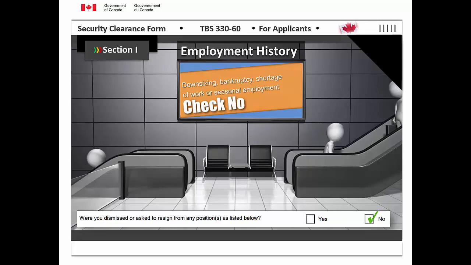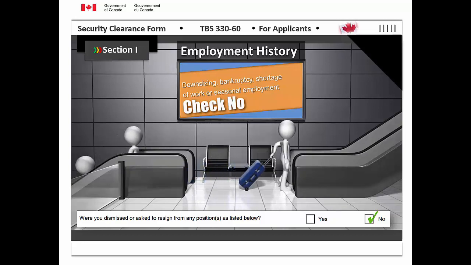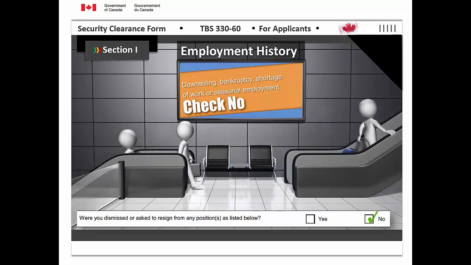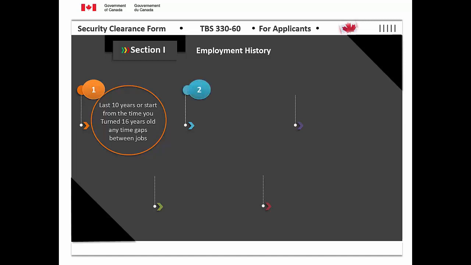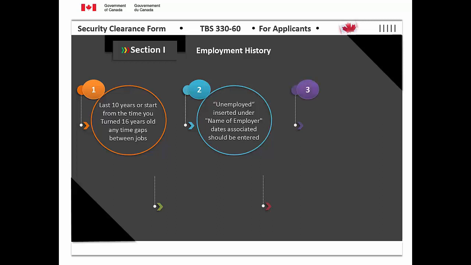If you were laid off due to company downsizing, company bankruptcy, shortage of work, or seasonal employment, you can check no, as this is not considered a dismissal. As for your employment history, it must cover the last 10 years, or start from the time you turned 16 years old. It cannot include any time gaps between jobs. If you are unemployed, the word unemployed should be inserted in the space provided for name of employer, and the dates associated should be entered.